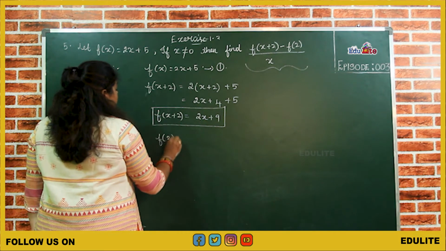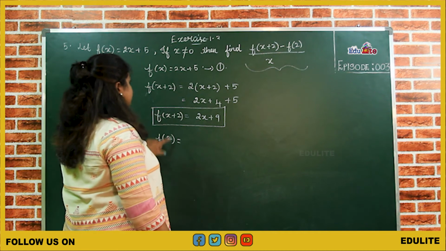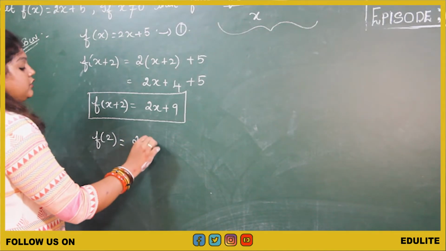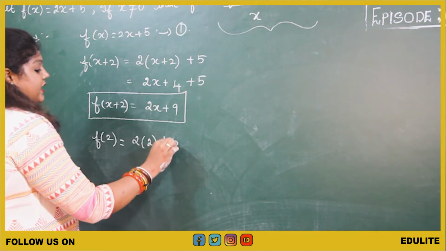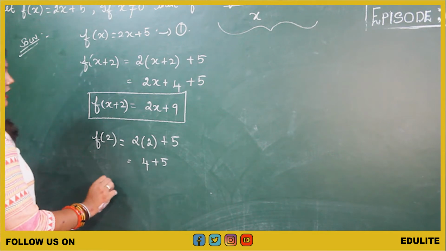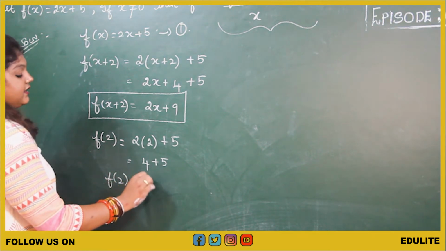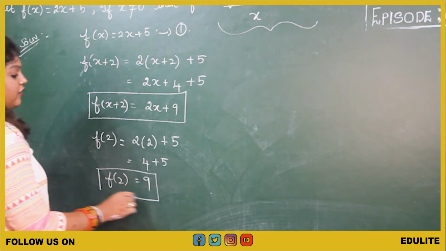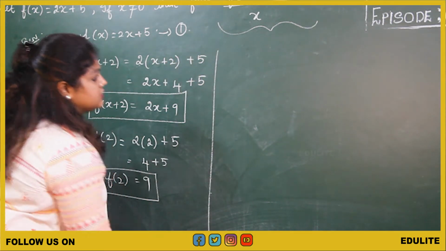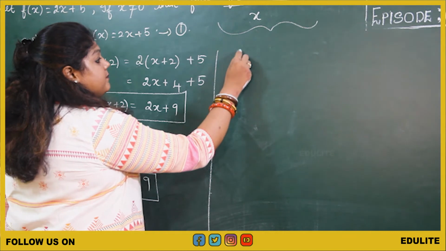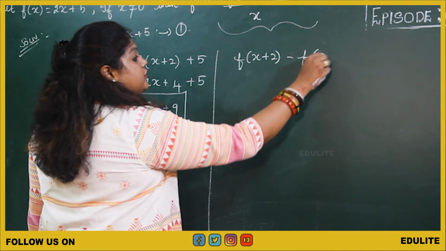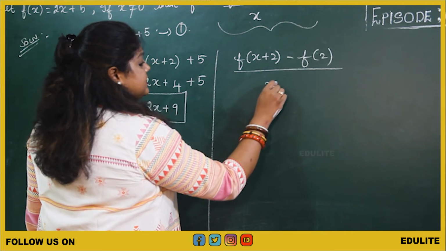Similarly, for finding f of 2, we have to substitute the value of x as 2 in this given equation. So, 2 into 2 plus 5, 2 twos are 4, plus 5, f of 2 value is 9. So, we have found f of x plus 2 and f of 2, and we will substitute in this expression: f of x plus 2 minus f of 2, divided by x.